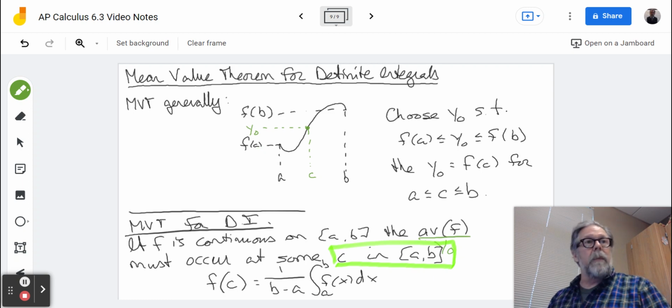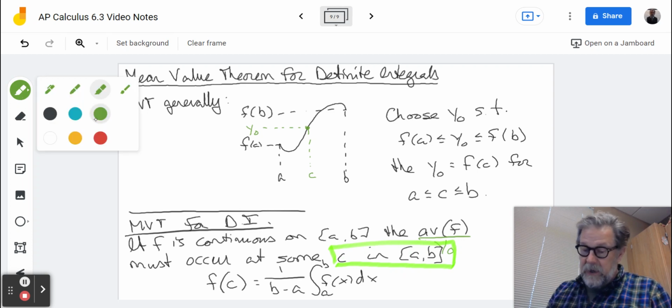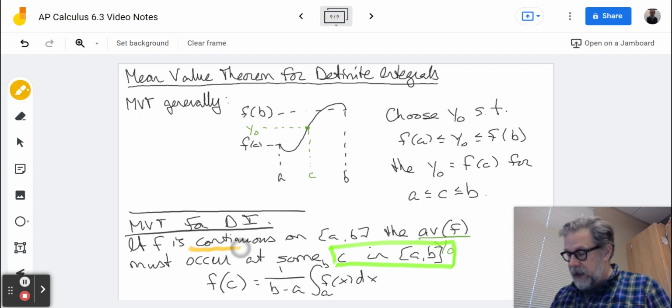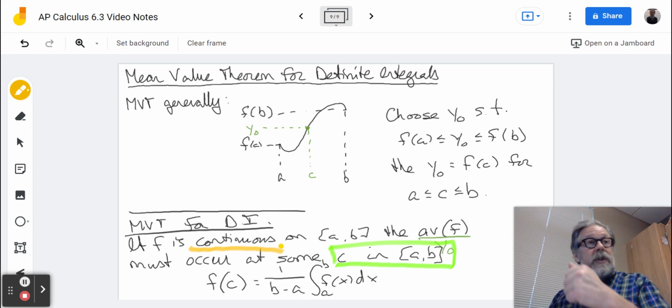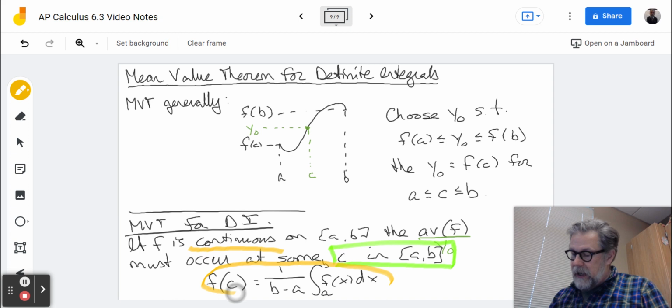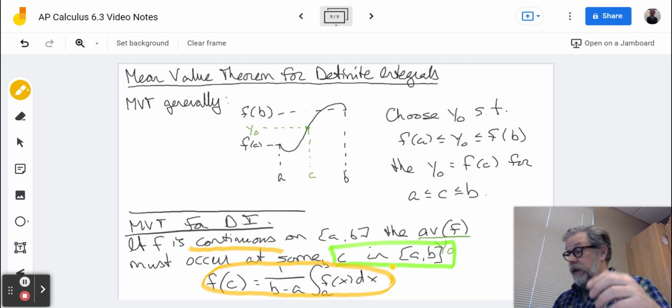So how do I do problems like this? Well, first thing I do is I have to say continuous. I have to state that explicitly. The function is continuous, therefore, and then I write this equation down and say, look at that, mean value theorem for definite integrals says this must be true. And then I can find the value of c that makes it true.